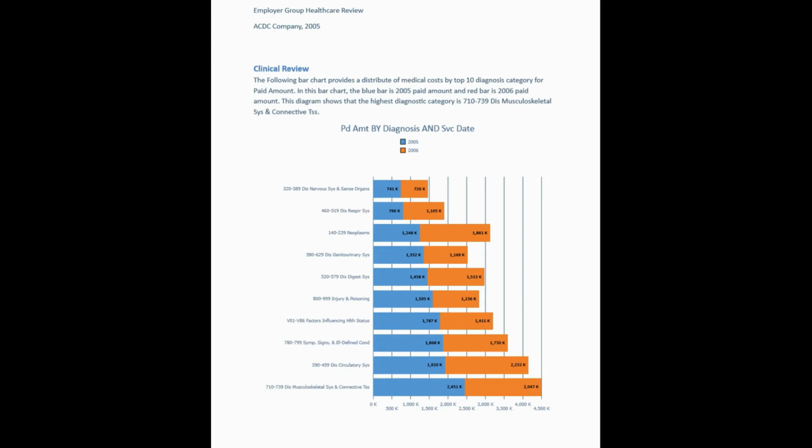And here we've blended some static text in the top portion with dynamic text. The static text describes what the chart is, and the dynamic text is pulling information from the body of the report. The diagram shows that the highest diagnostic category is diseases of the musculoskeletal system, and that is depicted right here in the chart, and it's pulled in in a dynamic text fashion.